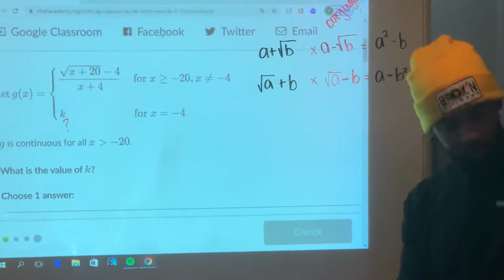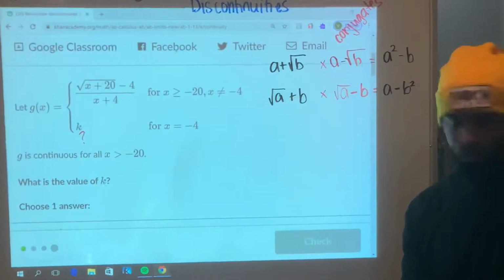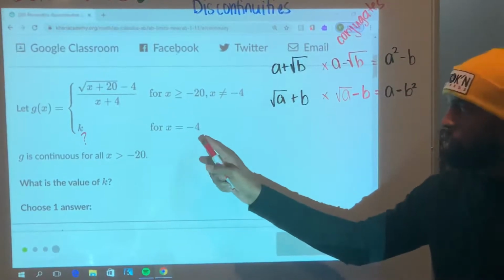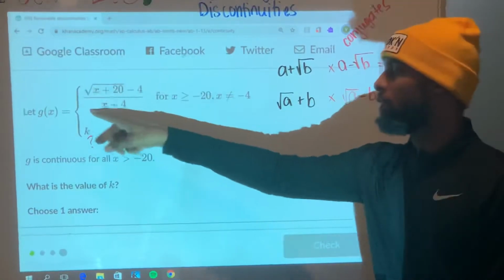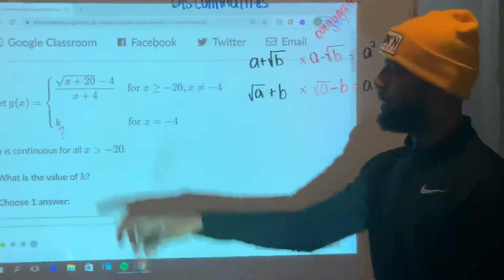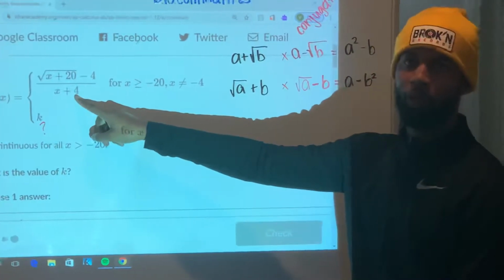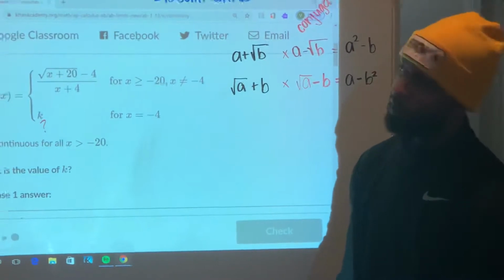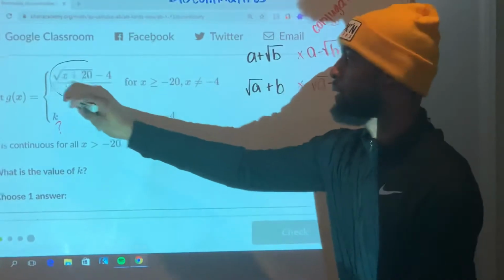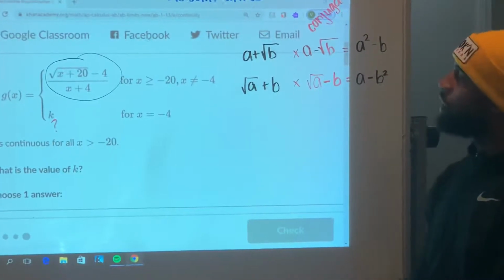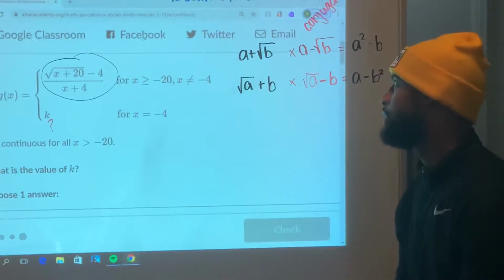Meaning when x is negative 4, what is k? Now we can't plug in negative 4 into this top one, right? Because when you plug in negative 4 in the denominator, you get negative 4 plus negative 4, which gives you 0. And you can't have 0 in the denominator. So what I've got to do is manipulate this expression right here in order to get something where I can plug in negative 4.